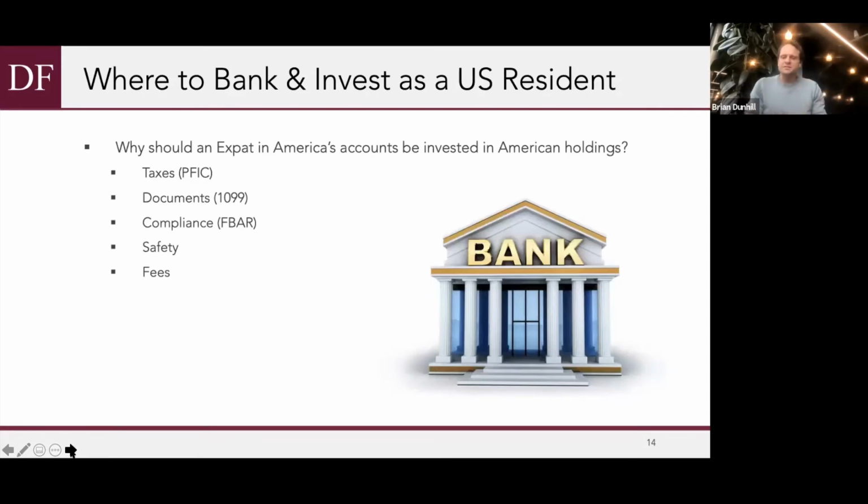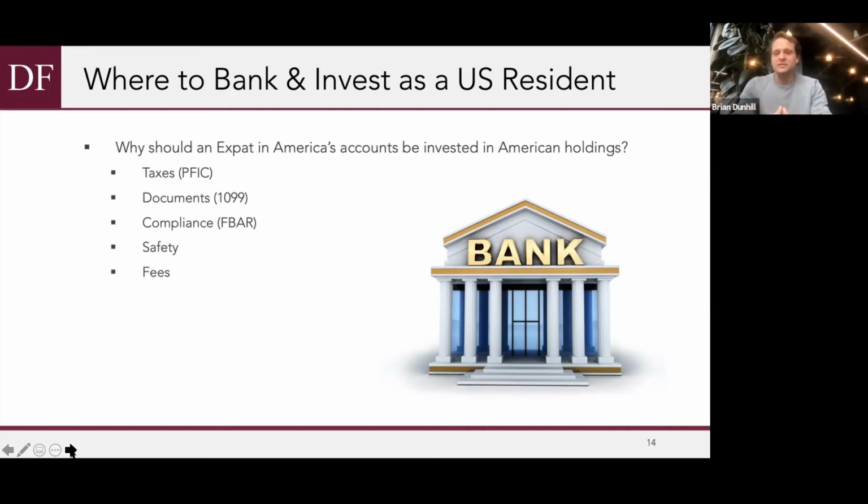So if we've got our real estate pieces, we know what we shouldn't be investing in, but where should we be investing? Well, we want to go ahead and have pretty much all of our investments on the US side of things. And there are 5 reasons why we recommend this. The first one comes down to the taxes.